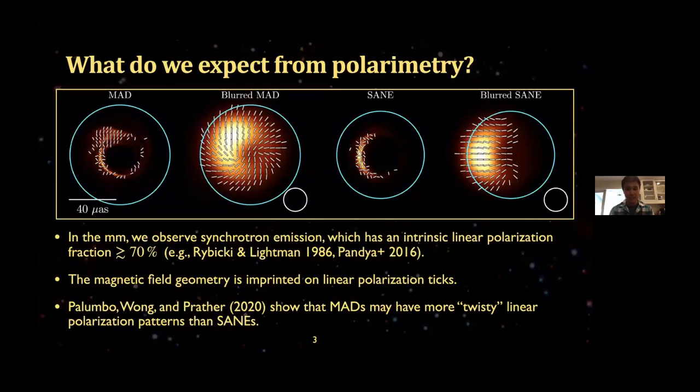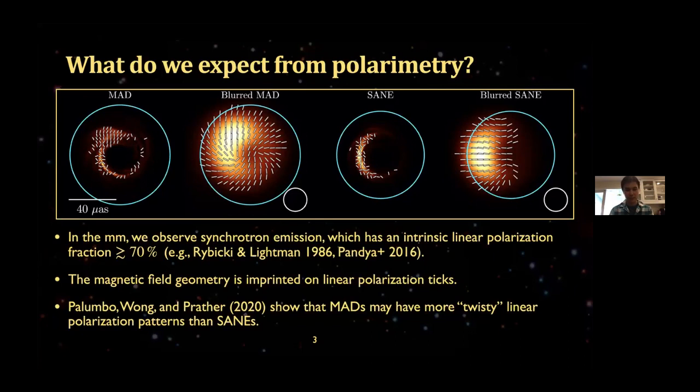We expect that polarization is going to tell us a lot, because in the millimeter, what we observe is synchrotron emission, and that has an intrinsic linear polarization fraction that's near unity. And the magnetic field geometry is imprinted on the linear polarization ticks. When a synchrotron emitted photon is created, it's perpendicular to both the local magnetic field and the photon wave vector. And so this is one way in which that gets imprinted on a linear polarized image from modeling.